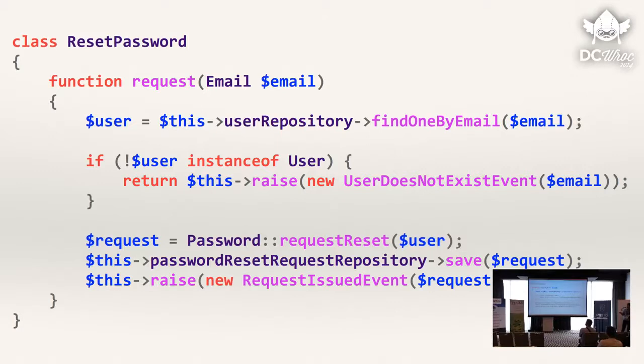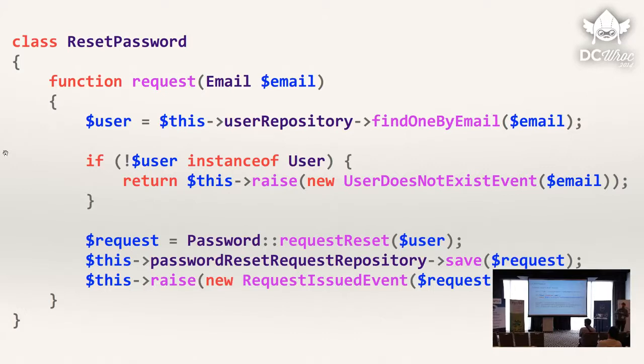So there is an email that identifies this user. So we are using our repository. Again, we are reading our code, and there is a user repository, and we want to find this user by email. Again, it's really easy. And then, if we didn't find this user, we are just raising a new user does not exist event. And what this event means, we don't care. The implementation will be somewhere else.